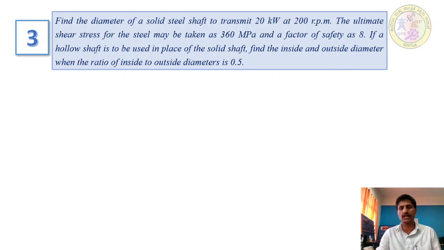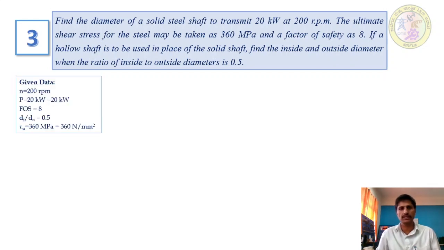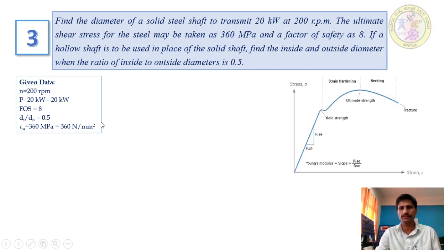Now we will start solving the problem. So this is the given data. As I told, N is equal to 200 rpm, P is equal to 20 kilowatt, factor of safety is 8, ratio of diameters di by d naught is equal to 0.5, ultimate shear stress 360 MPa. So these are the given details. Now what is working stress, that we are going to see now.